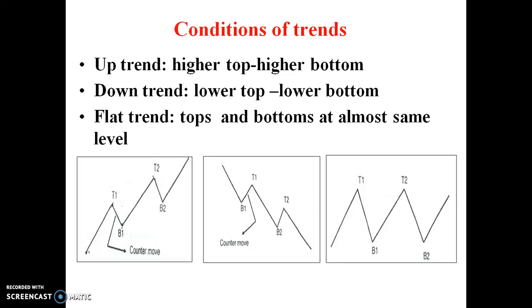The downtrend is identified by lower tops and lower bottoms. In the center figure, T2 is lower than T1 and B2 is lower than B1. Therefore, it is a downtrend. The flat trend is identified by almost equal prices of all tops and almost equal prices of all bottoms. In the right hand figure, tops T1 and T2 are at the same level and bottoms B2 and B1 are at the same level. Therefore, it is a flat trend. This is also called range bound movement of the price. The difference between top and bottom is the range.